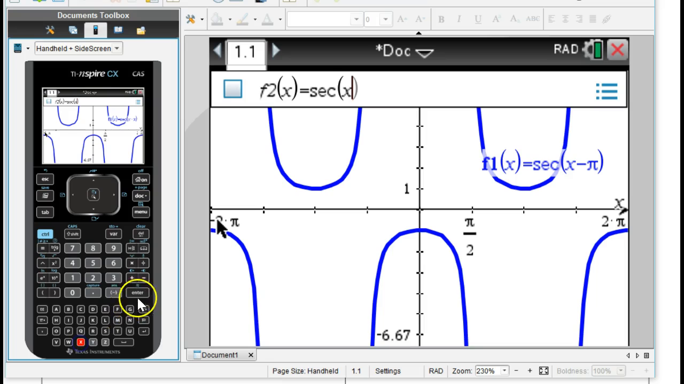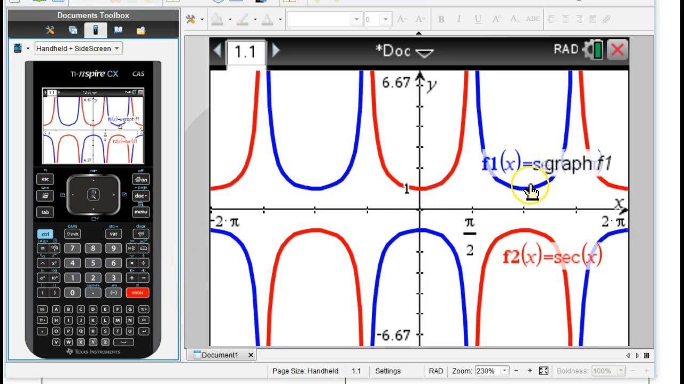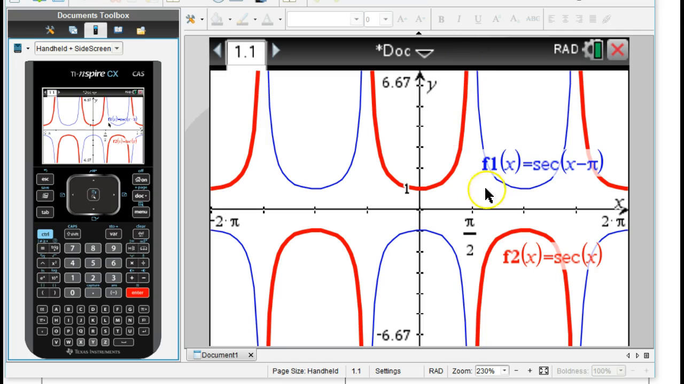Secant x. So this is the parent graph of the secant function, and notice how the blue graph is shifted pi units to the right. That's the phase shift that we showed right here. Phase shift pi units to the right, therefore the graph secant of x minus pi is shifted pi units to the right. I am not going to go through this detail and show you the graph and then its parent on each of these functions, but I will do the first couple.